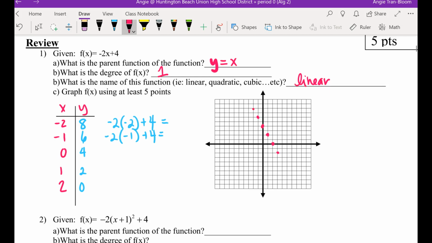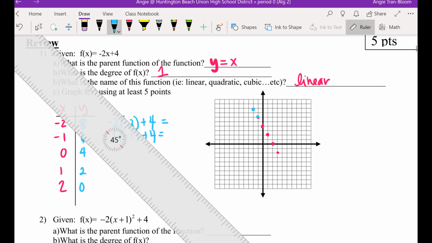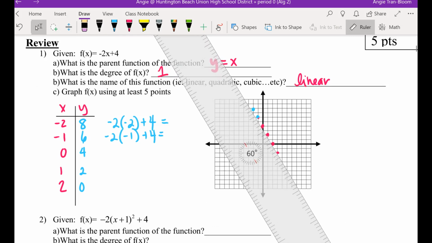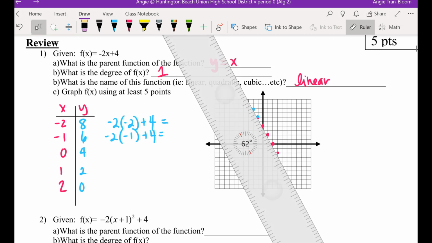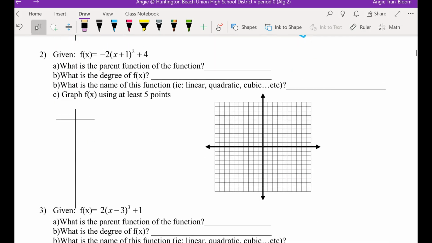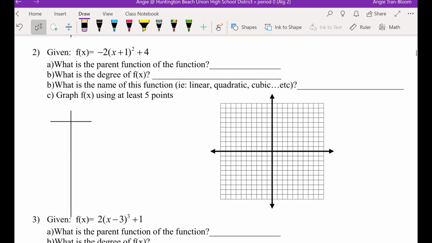Now, guys, this should be the same as your input and output chart. Would you guys agree with that? So -2 comma 8 is exactly what I have up there. -1 comma 6 is exactly what I have. So make sure. Perfect. All right, arrows on both ends. Okay, let's try the next one. Let's put 5 minutes on the clock.